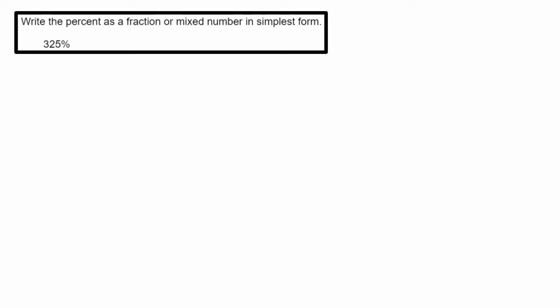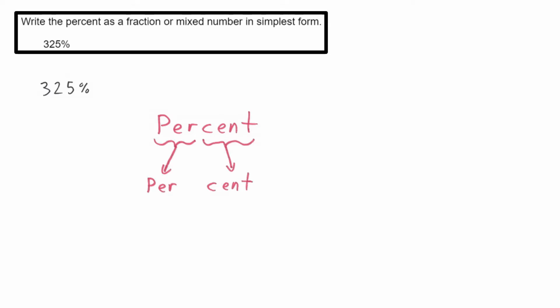Write the percent as a fraction or mixed number in simplest form. 325%. Let's begin by talking about the word percent. You can break it up into syllables, per, cent, and recognize that it means per 100. So we can write this percentage as the fraction 325 over 100.